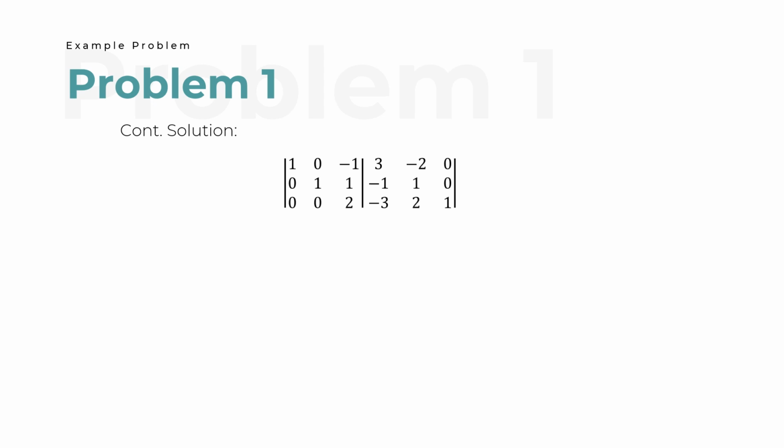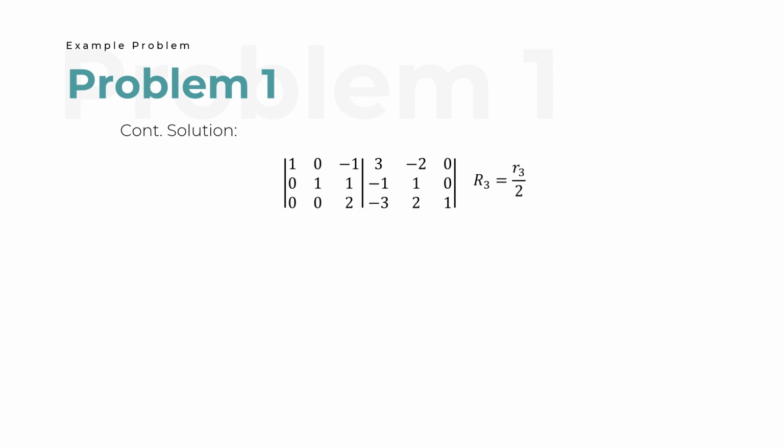Continuation of solution, we have the result from the elimination earlier. The first and second column of the identity matrix. We now move to the third column, identifying the maximum pivot point. We can see that it's not the same as the identity matrix. In this case, we can normalize it by dividing the maximum pivot row with the value of maximum pivot.